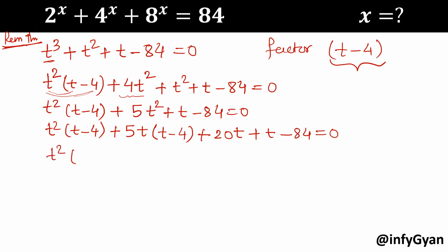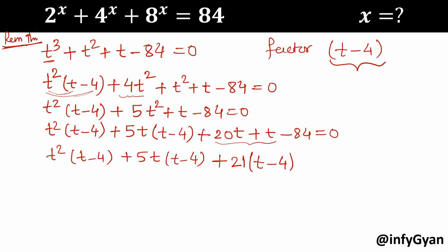T square t minus 4, 5t t minus 4, and 21t. These two terms will give you 21t. Now I will write 21t. I will replace that t by t minus 4, that factor. So 21t, what is extra? Minus 84. So I need to add 84. 21t as it is, 21t.